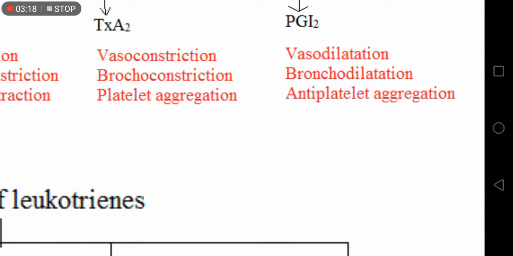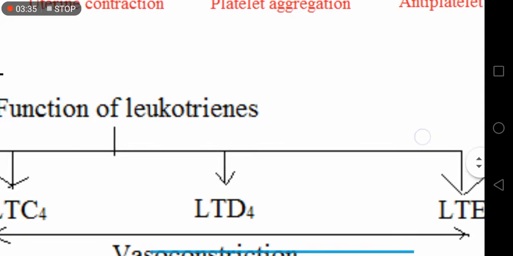So thromboxane A2 and PGI2 have opposite functions, and thromboxane A2 is secreted from platelets, and prostacyclin, that is PGI2, is secreted from endothelium.